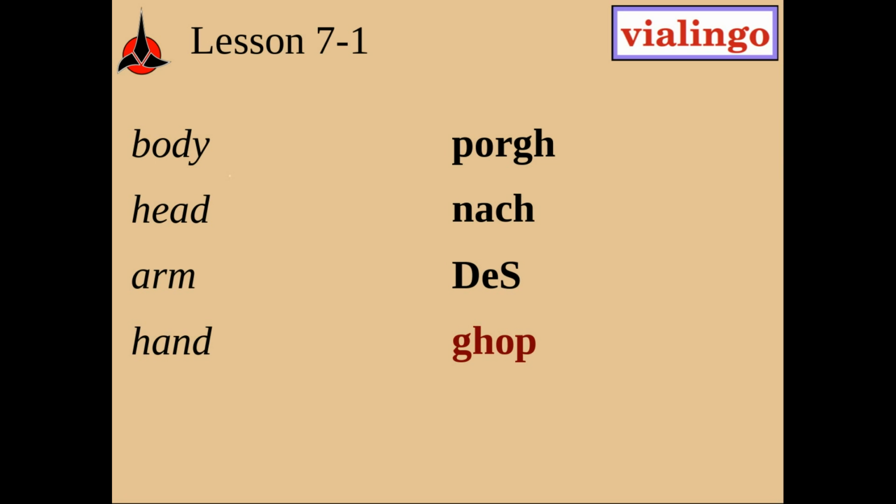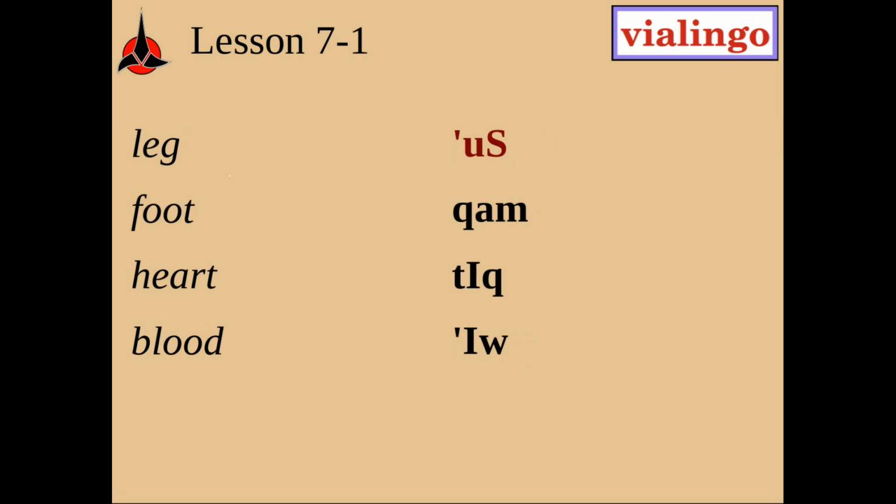Hand is ghop. Ghop. Imagine that someone ties your hands together with a rope. Leg is ush. Ush. Imagine an usher at the theatre who has only one leg. It takes ages for them to show you to your seat.